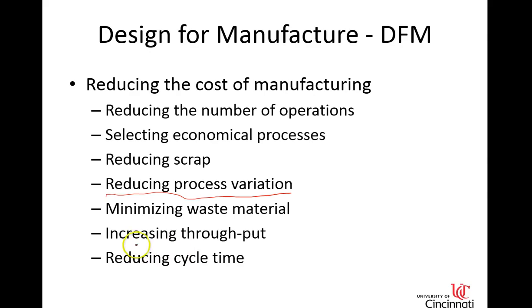Increase your throughput. One of the things you could do is make something so it actually is held in a fixture without having to be released and taken out quite a bit. So it gets handled a lot less, reducing the amount of cycle time. So all these are things that design for manufacturing actually does.